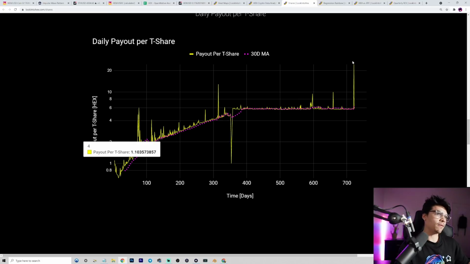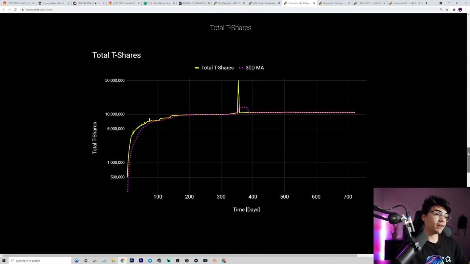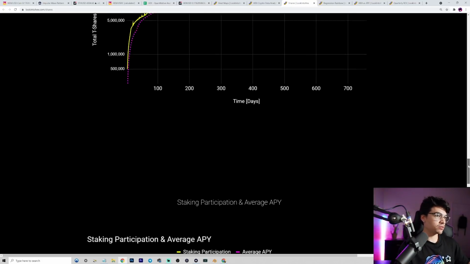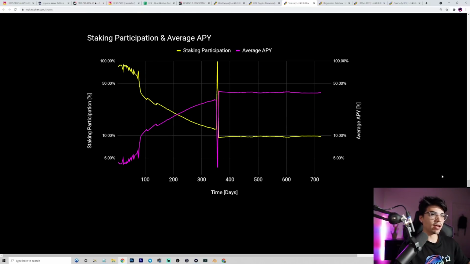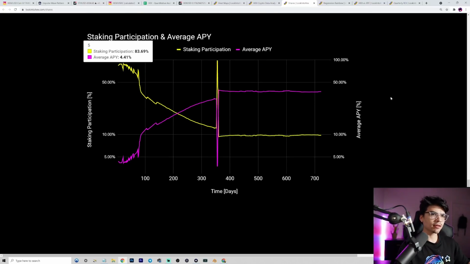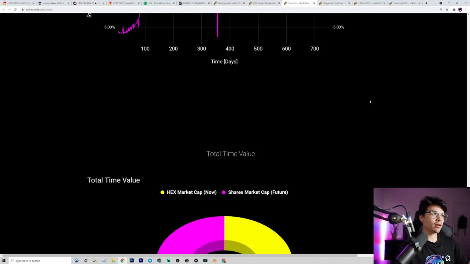So again, back on track. Everything fundamentally for HEX is still working, right? Still getting paid HEX on the daily.